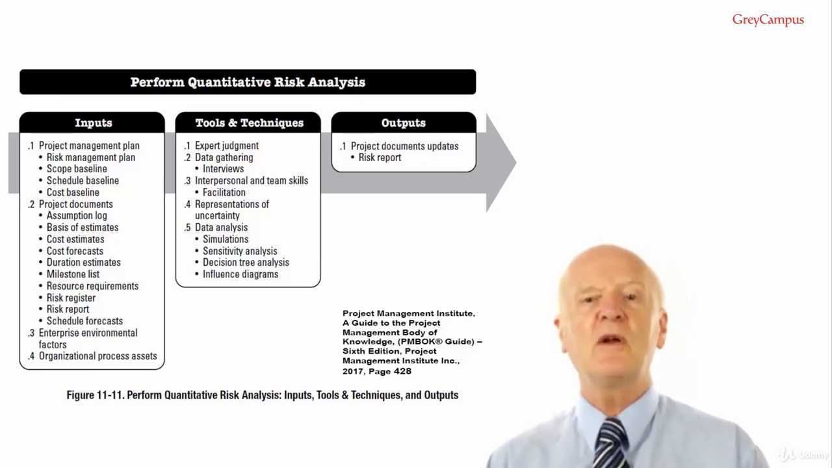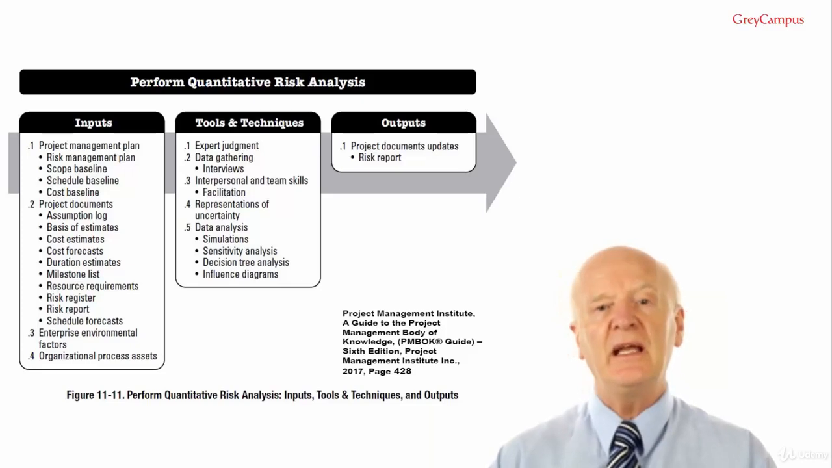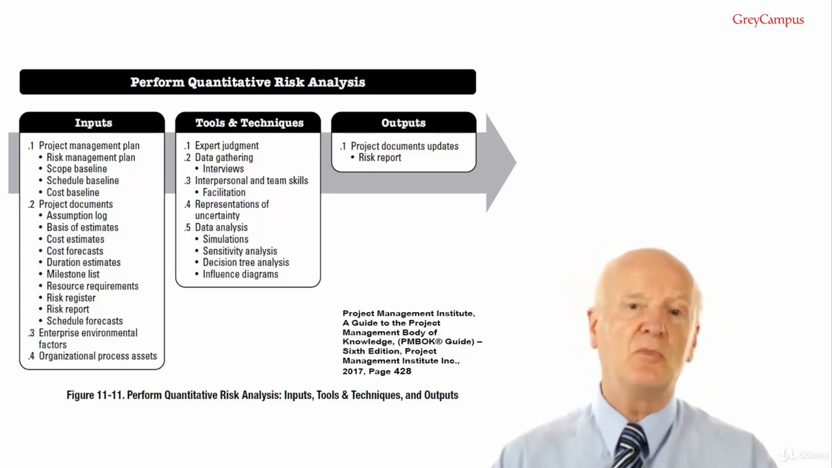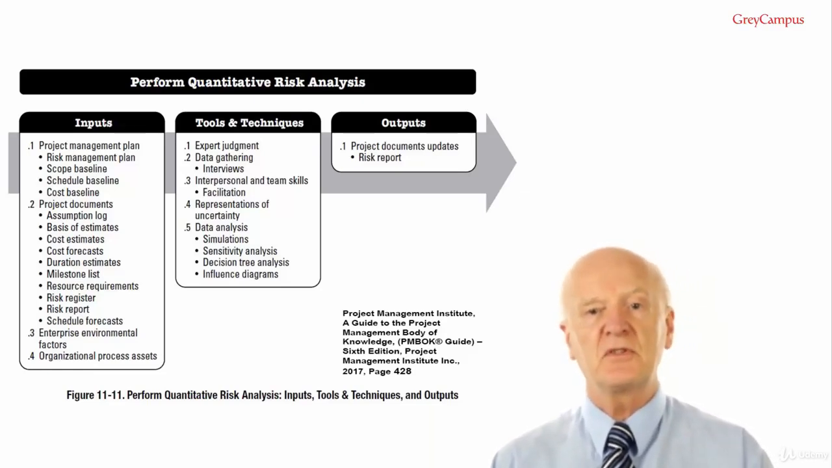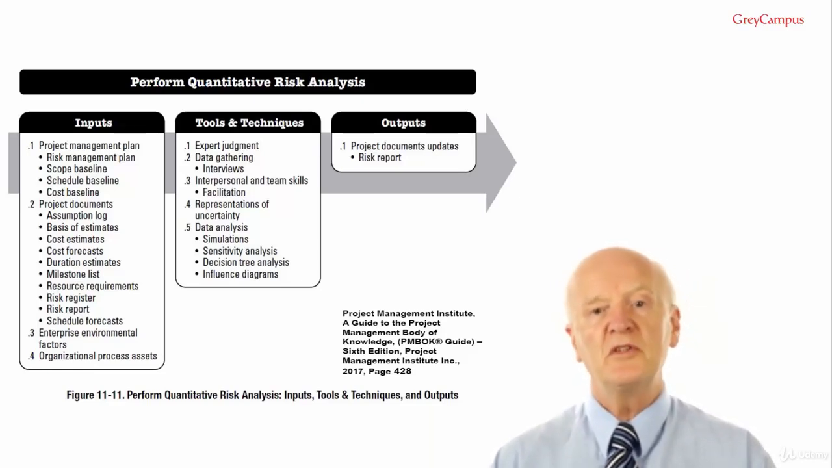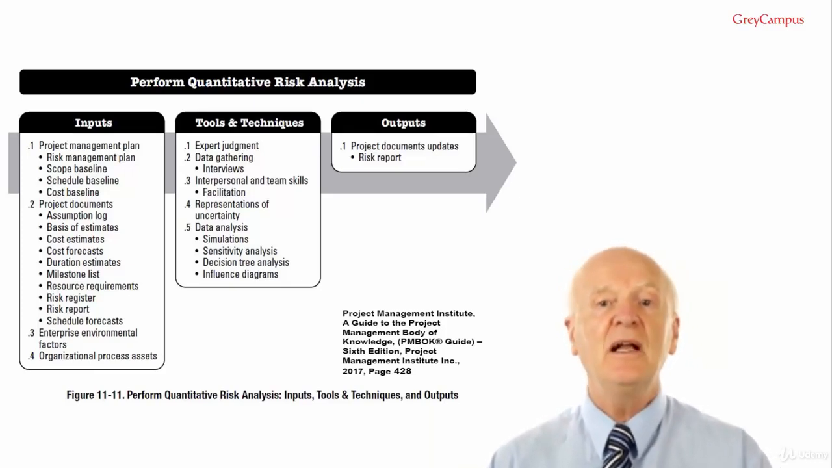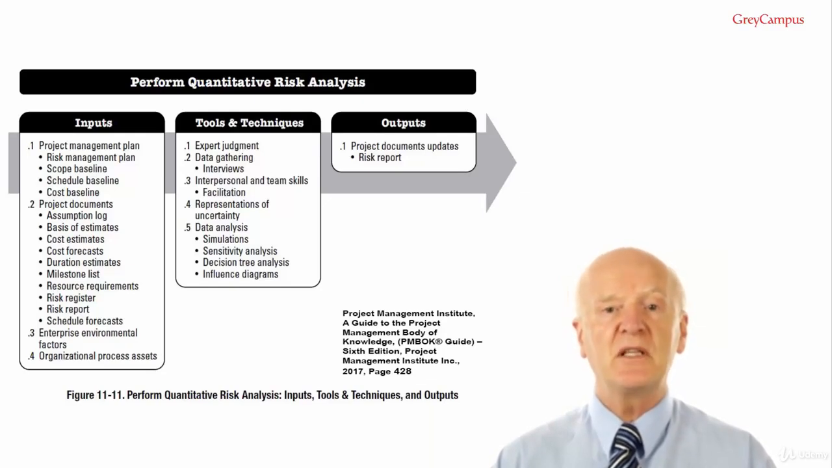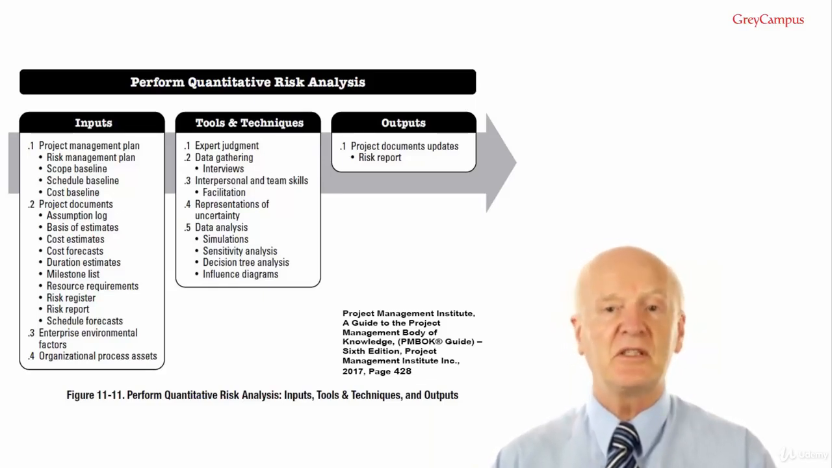Tools and techniques. Number 4, representations of uncertainty. The quantitative risk analysis requires inputs to a quantitative risk analysis model that reflects individual project risks and other sources of uncertainty. Where the duration, cost or response requirements for a planned activity is uncertain, the range of possible values can be represented in the model as a probability distribution. And yes, you do have to know a little bit about statistics for the examination.